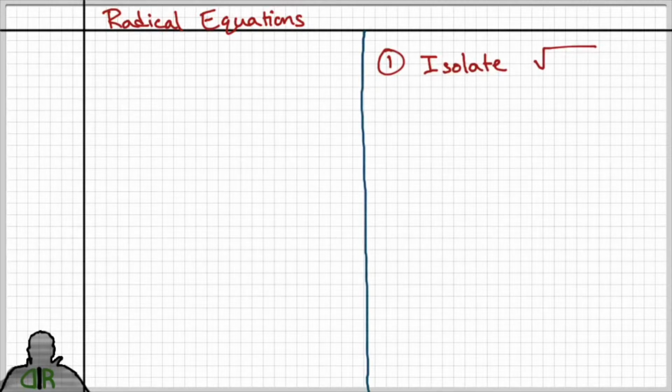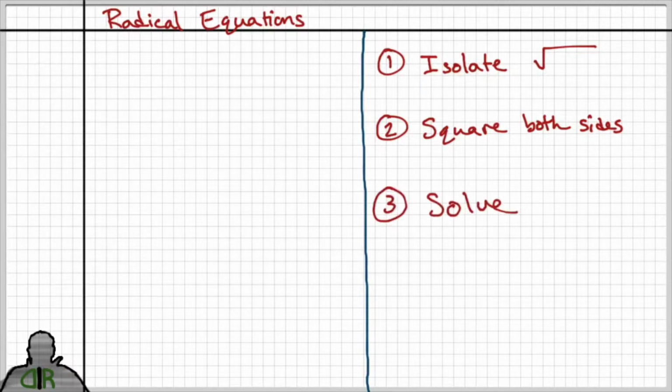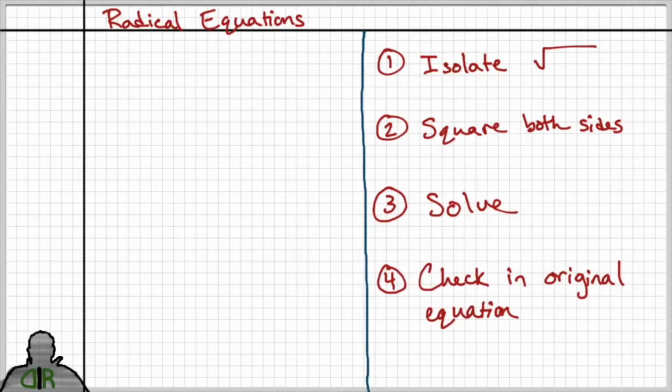Okay, so there's going to be a four-step process. The first step is to isolate the radical symbol, to get that thing by itself. That just means moving everything that is around it to the other side of the equation. The second thing we're going to do is square both sides, because that takes away our radical. Then we're going to solve it just like a normal equation, and then we need to check it in the original equation. All these steps will make sense as we go through this.